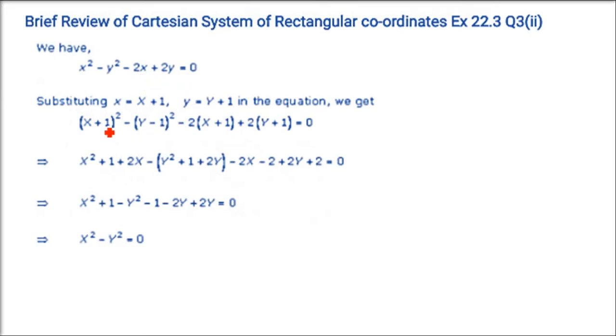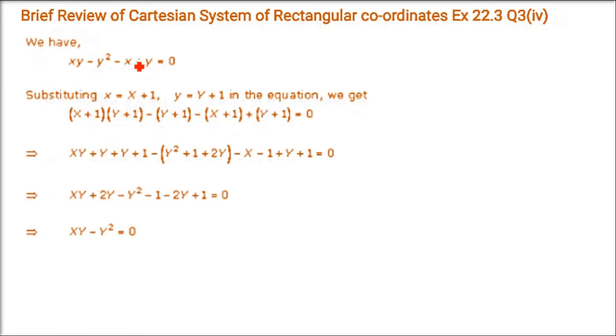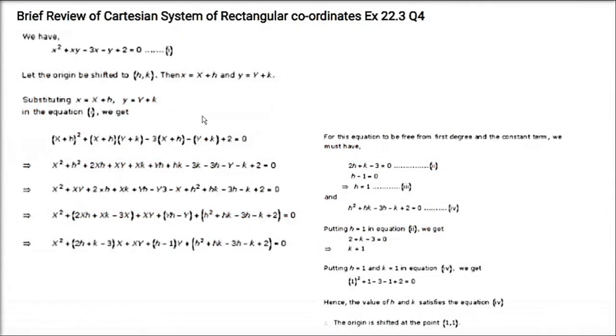Same thing you're going to do here. In place of x, X plus 1, in place of y, Y plus 1, and rearrange it. You're going to get X squared minus Y squared equals 0. Same thing, x equals X plus 1, y equals Y plus 1. Now small x has capital X plus 1, small y has capital Y plus 1, and just rearrange it. XY equals 0 is going to come. Here, in place of x, capital X plus 1, and y, capital Y plus 1, rearrange, and XY minus Y squared equals 0 will come.